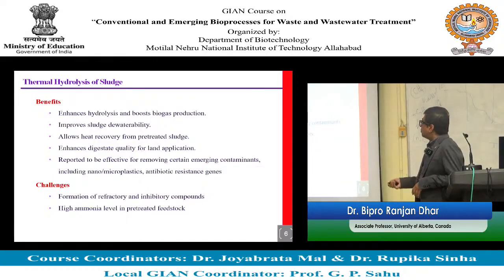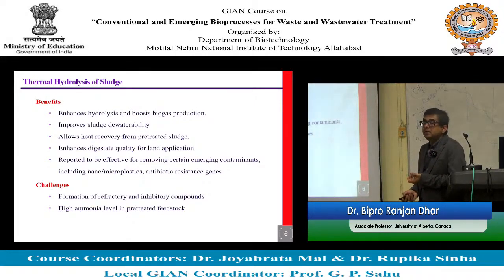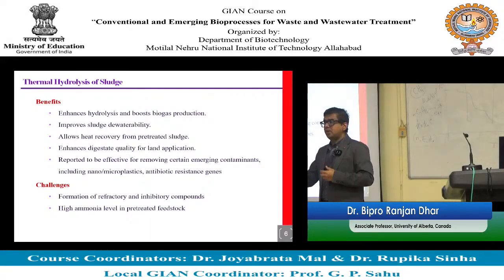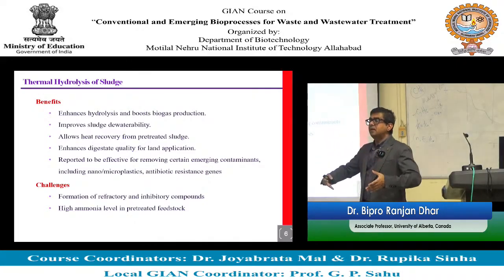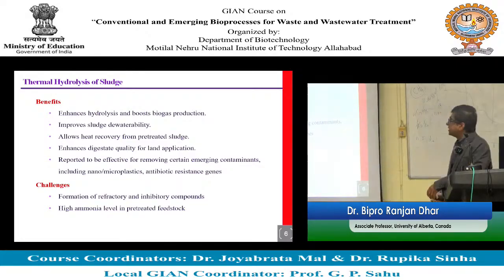Over long term operation, it has been found that the digester microbiome can adapt to those compounds, but still they may not be efficiently degraded. So that's a problem. Another problem is high ammonia level in pretreated sludge. In most complex organic waste, we have carbohydrate, we have protein, we have fat or lipid. When you hydrolyze the protein, you release a lot of ammonia in the process. That can be problematic in this kind of process.